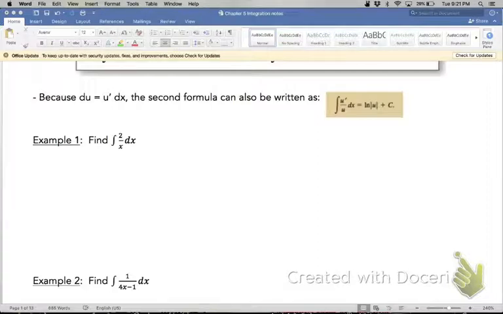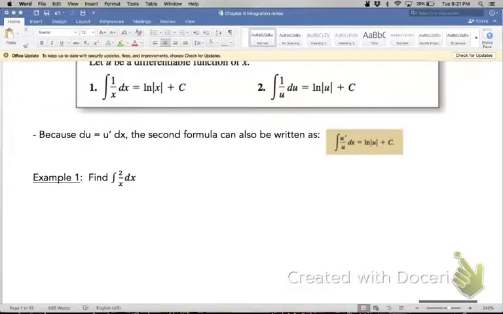Uh-oh, something is wrong with my computer. Stop. We good? Okay, sorry folks. I don't know what's going on here. This doesn't want to work at my house.